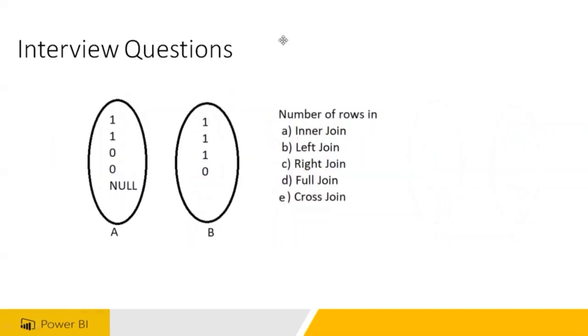Now, question number 3 is this. Take question number 3, and tomorrow you give me the answers. So, 1, 1, 0, 0, null, 1, 1, 1, 0. Number of rows in inner join, left join, right join, full join, cross join. You take this question, or you can see the video, and you should be able to write it in the notebook. All these are asked in the interview. You cannot run away. You do mistakes, I'm okay with that. You need to write these answers by tomorrow.